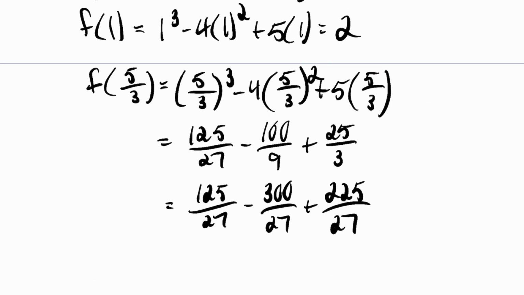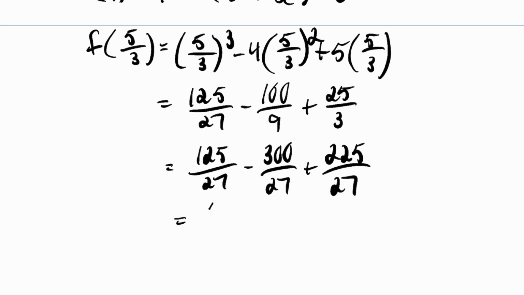So when I combine these, if I combine 125 and 225, I get 350, right? And then minus 300, so I'll get 50 over 27. And this is a little bit less than 2. We do ultimately need a decimal approximation. I don't think I have a calculator on this iPad, so I'm just going to pull one up I have handy here. Just give me a second. 50 over 27, not 52 over 27. Okay, and I get 1.8519.